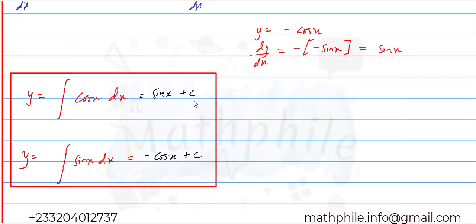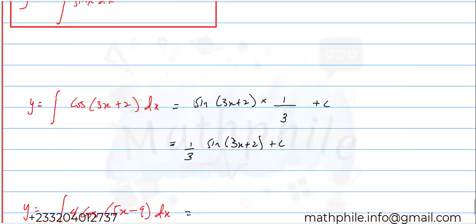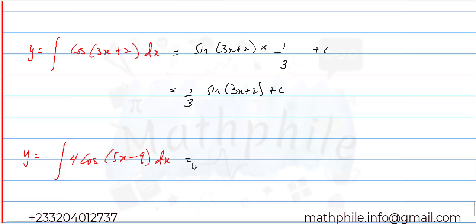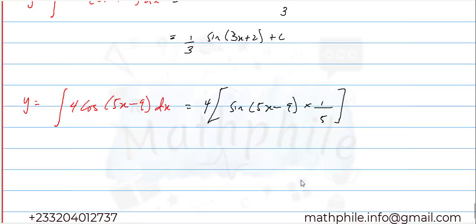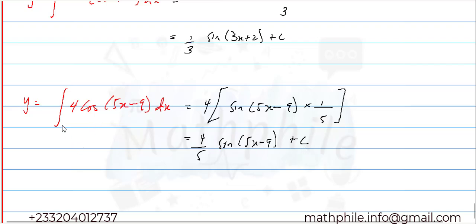So we know that when you integrate cos, you get sine, and there's a cos question. So if I integrate cos, let the 4 come. If I integrate cos, I get sine. So I get sine 5x minus 9. Now I multiply this one by 1 over the differential of what is inside, which is 1 over 5. Then we simplify this one nicely. This gives you 4 over 5 sine 5x minus 9 plus c. And that will answer the question.